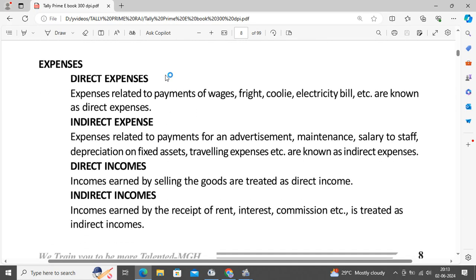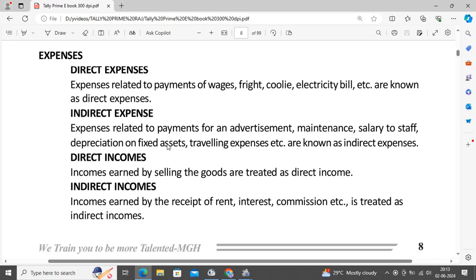Next comes expenses: direct expenses and indirect expenses. Expenses related to payments like wages, freight, coolie, electricity bill, etc. are known as direct expenses. Indirect expenses means expenses related to payments for advertisement, maintenance, salary to staff, depreciation on fixed assets, traveling expenses, etc.